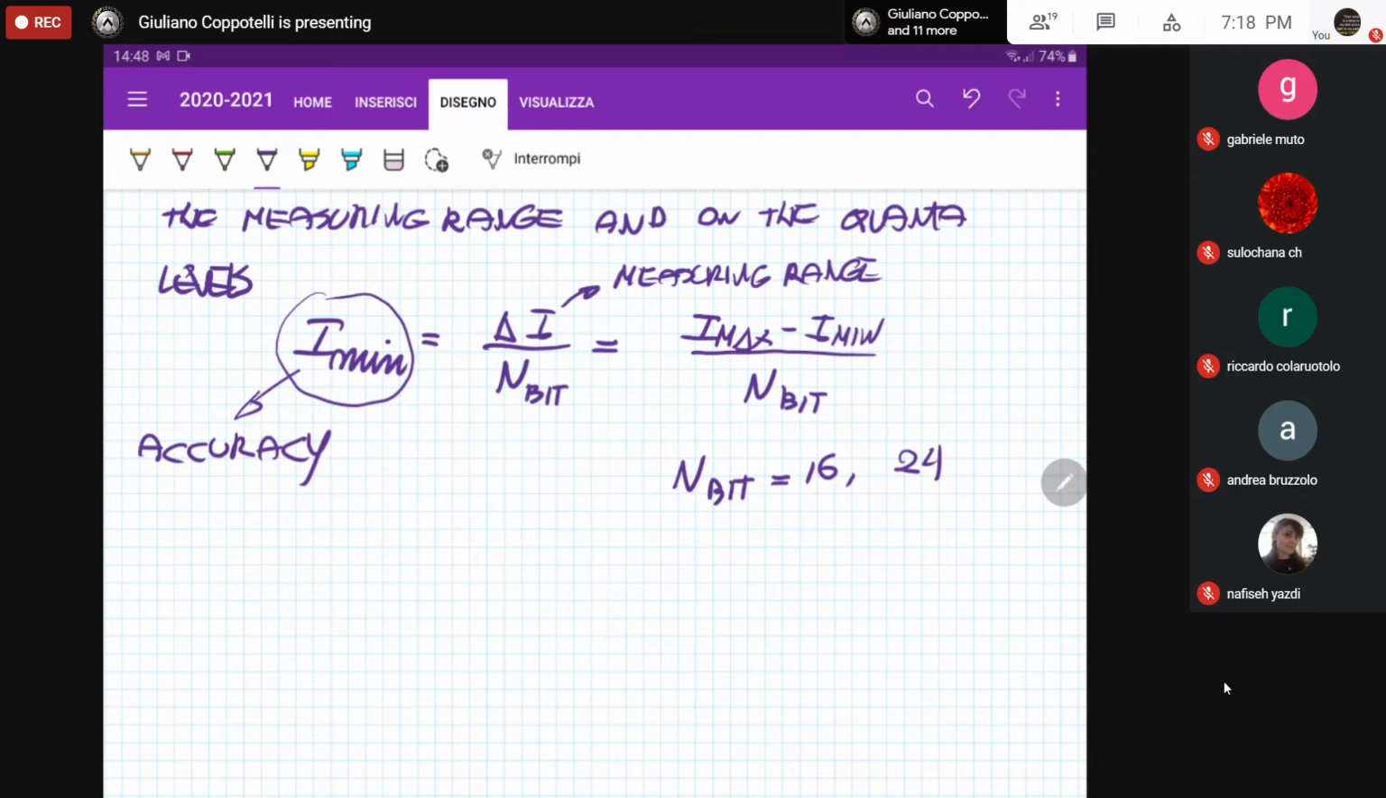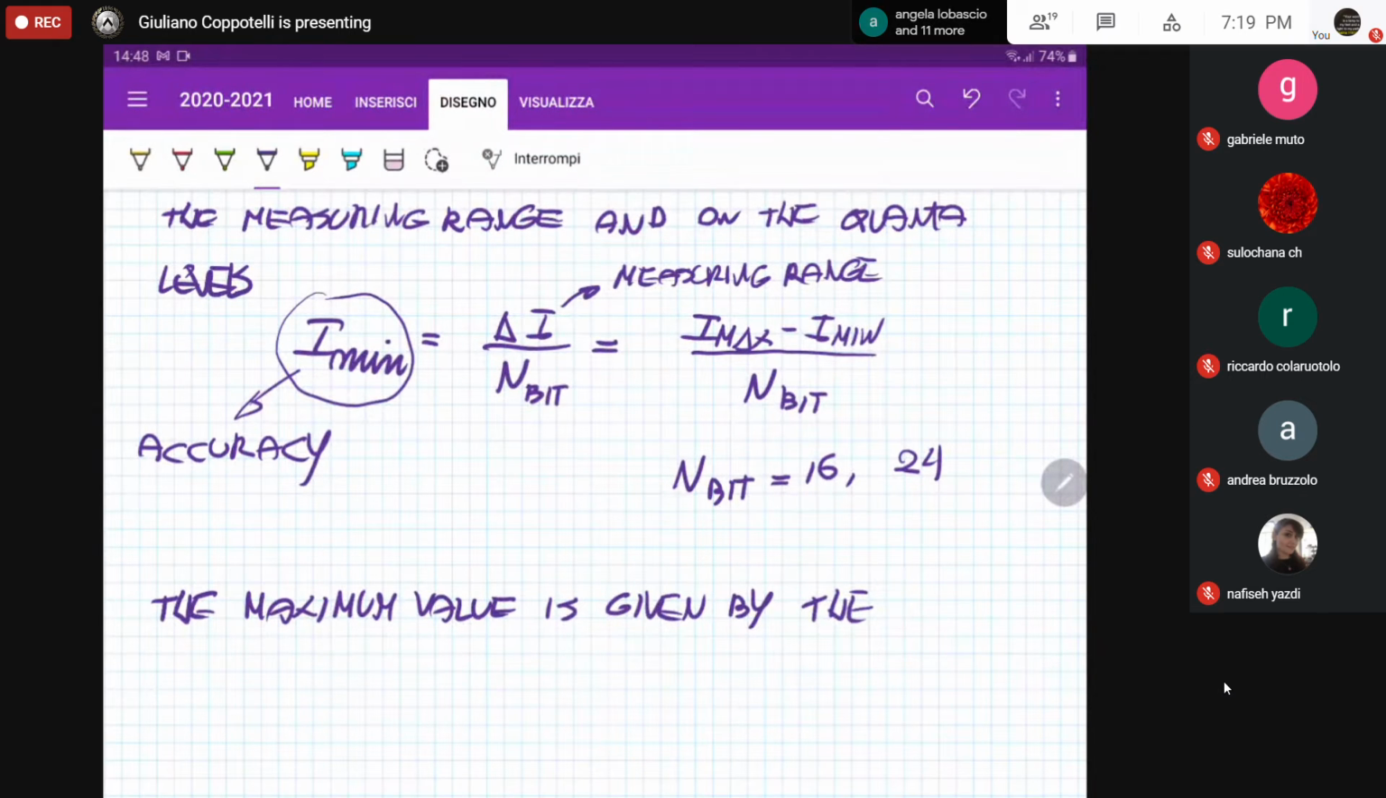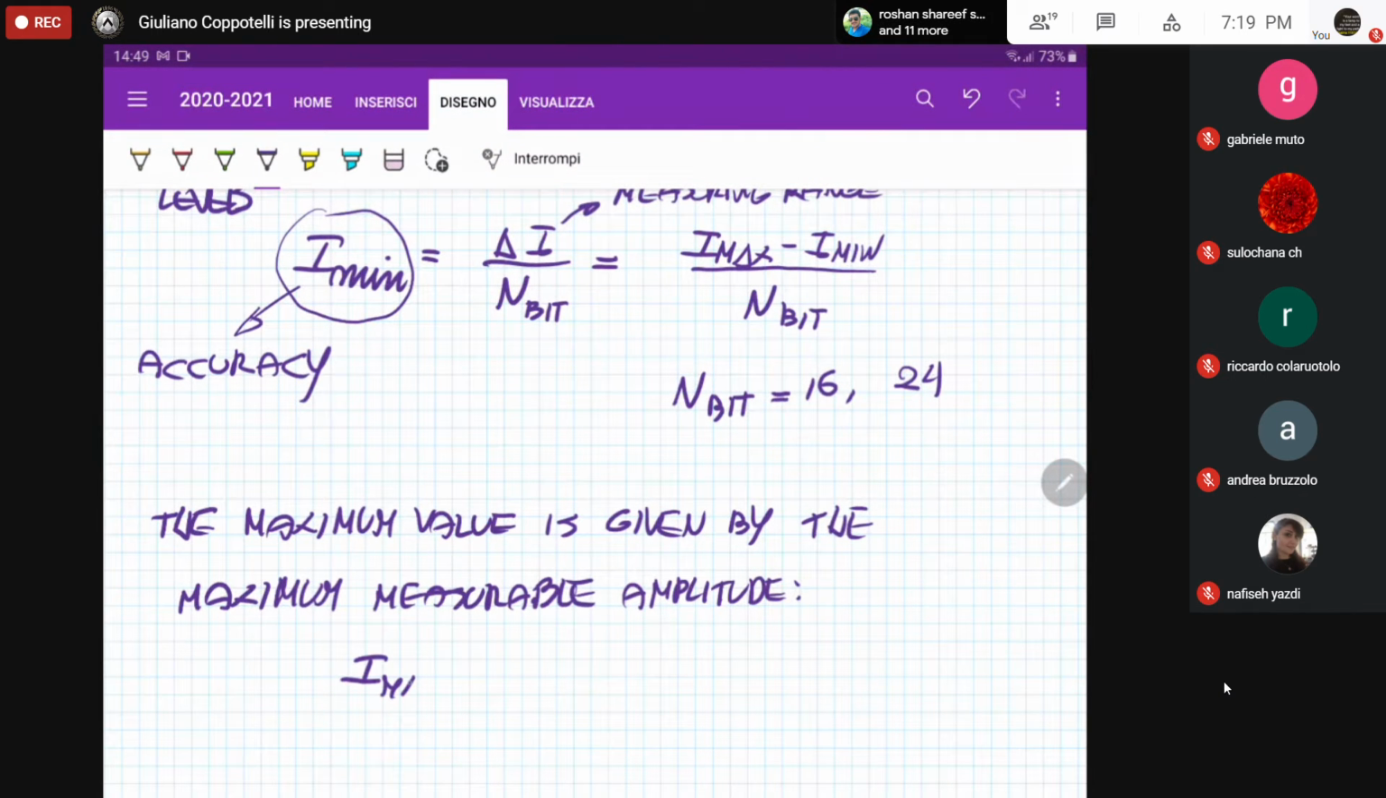Now, let's focus on the maximum value, okay? So the maximum value is given by the maximum measurable amplitude, and therefore we can say that the maximum value is just the measuring range.